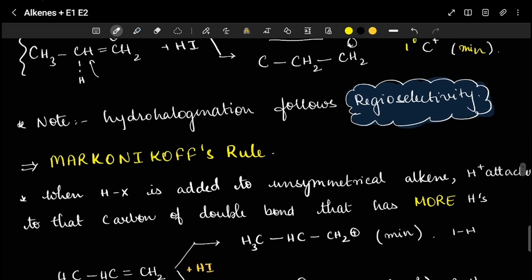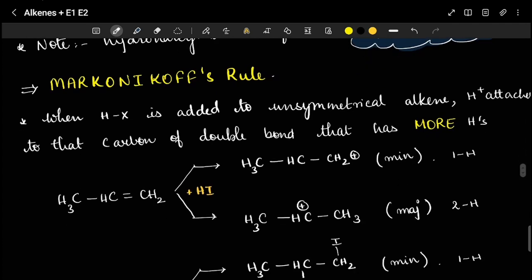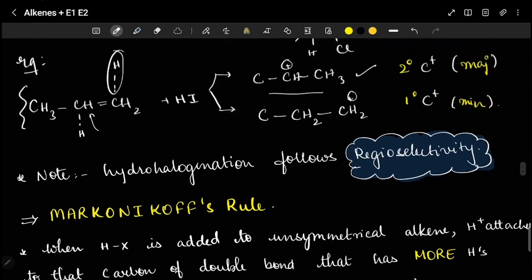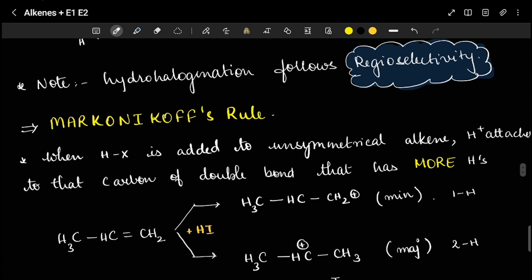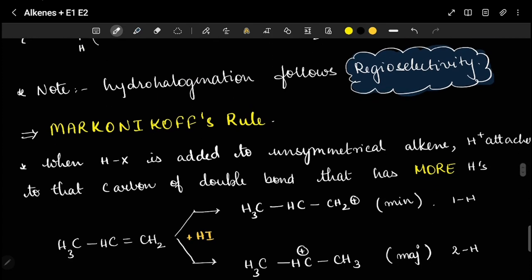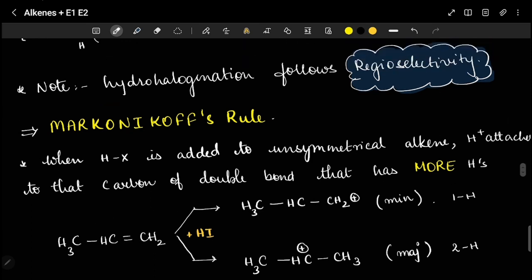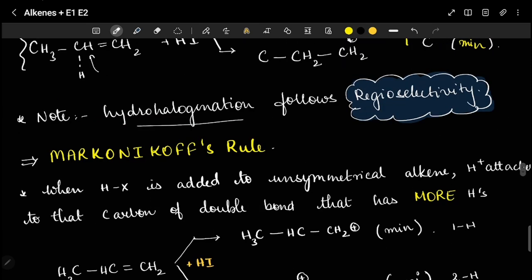So that is called Markovnikov's rule. We gave it a posh name, Markovnikov's rule. So when HX is added to an unsymmetrical alkene, we are discussing different cases when it is unsymmetrical only, right? Then H plus attaches to that carbon of the double bond that has more hydrogens. This is Markovnikov's rule. Because major and minor products are forming, hydrohalogenation follows regioselectivity, like we saw in bromination, right?